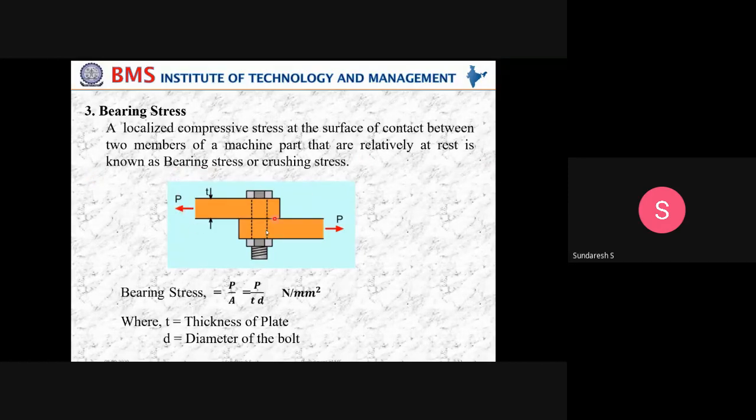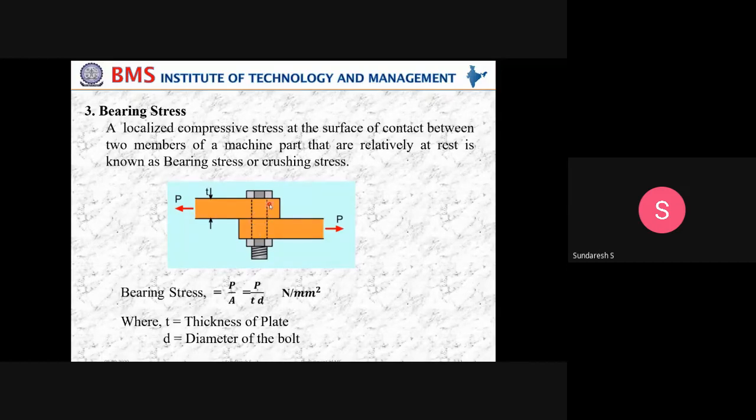You can see here two plates fastened together by using a bolt and a nut. These plates are subjected to the load P in the direction shown here. Here, when you apply a load, the bolt remains stationary, and the load acts across the surface of contact between the two members.